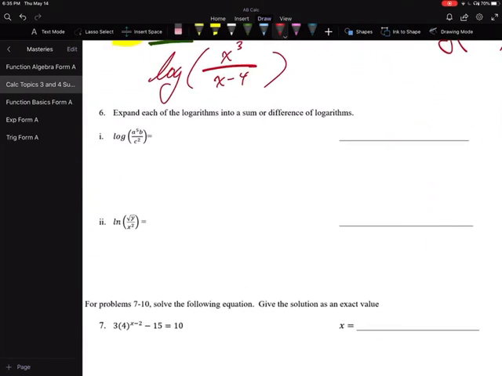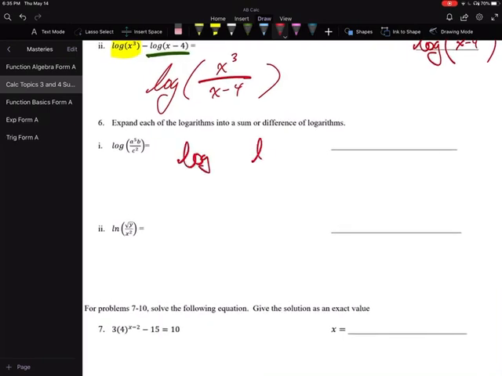Going in reverse, expanding each of the logarithms into a sum or difference, just says take anything that's on the inside. If it's being multiplied on the inside, you want to turn that into an addition of 2 logs. If you have anything that's being divided on the inside, you want to subtract that log. I see 3 terms on the inside, A, B, and C. So that means I'm going to have a total of 3 logs. Log, log, log. In the first log, I'm going to put A to the 5th.